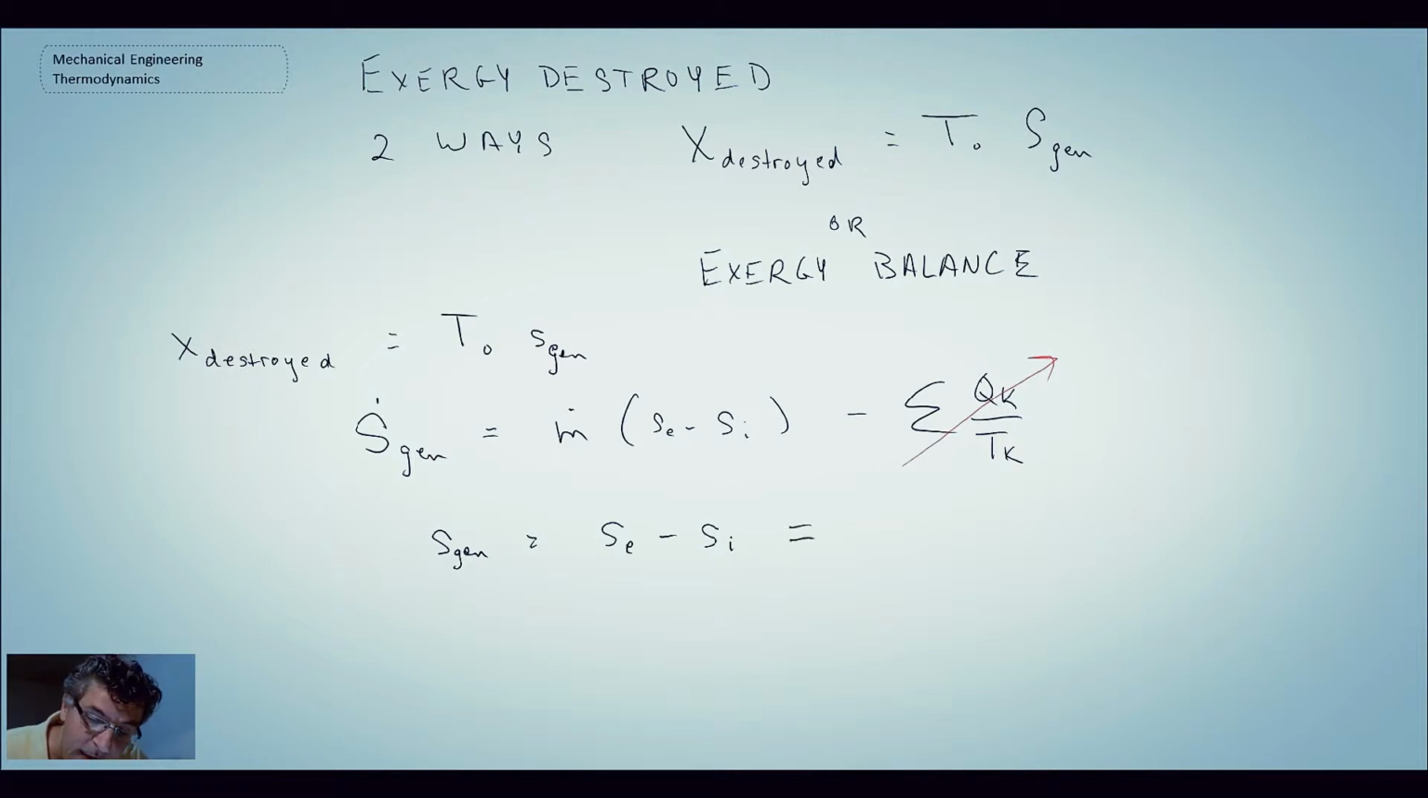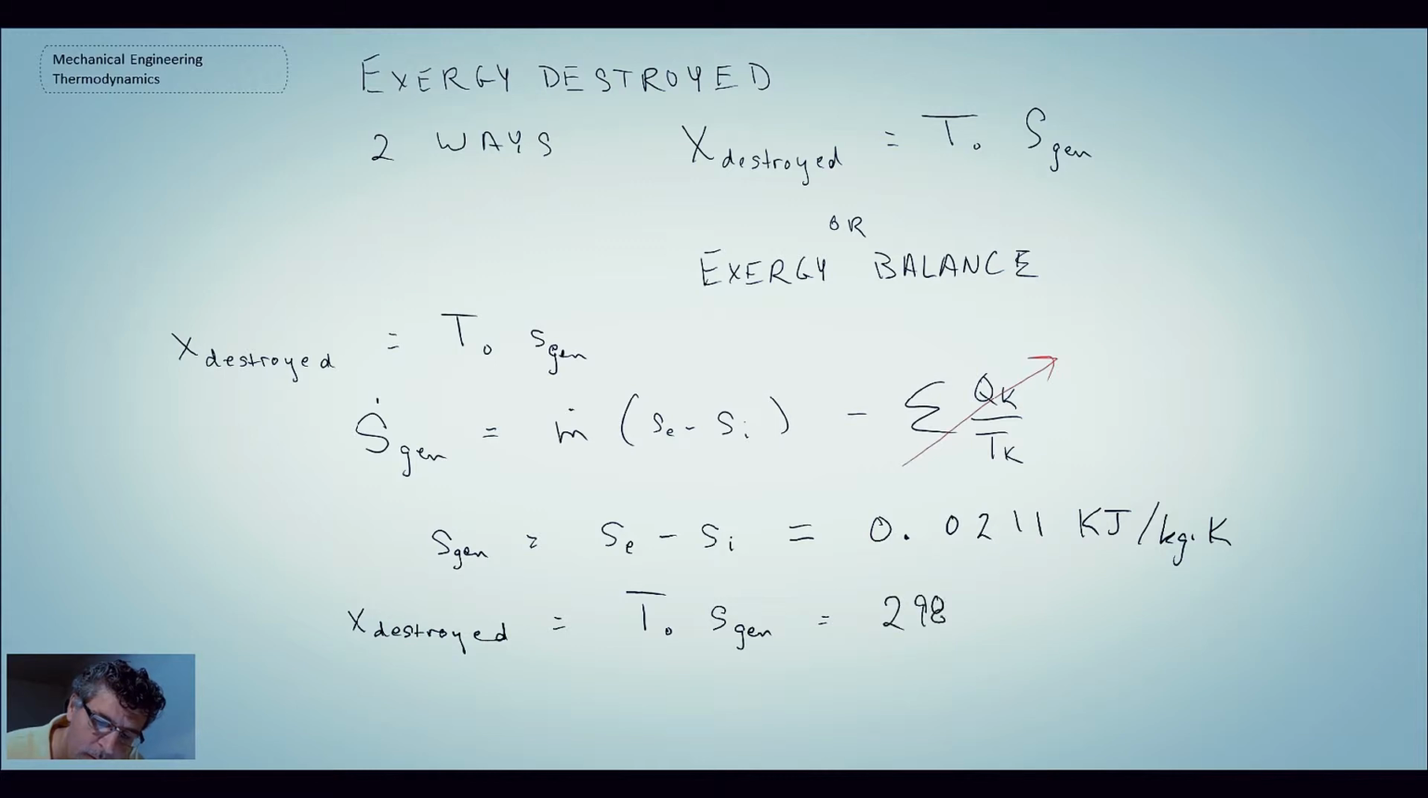We can then evaluate that using the values that we have in the steam table, or that we pulled out earlier in the problem. Now for exergy destroyed, we take the entropy generated and we multiply it by the surrounding temperature. Surrounding temperature was 25 degrees C, which is 298 Kelvin.